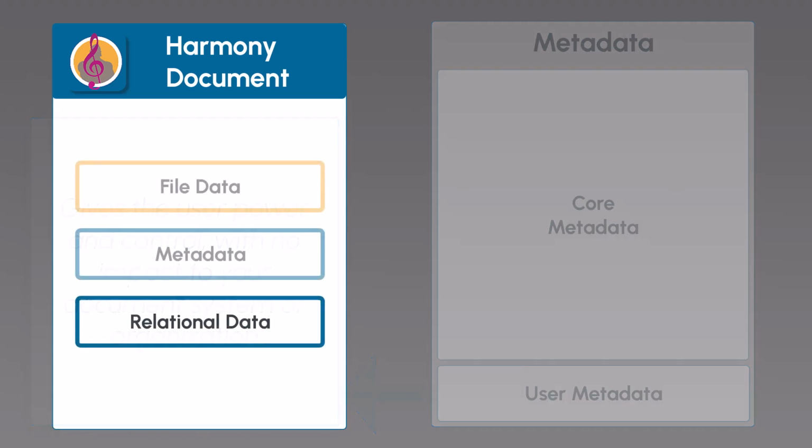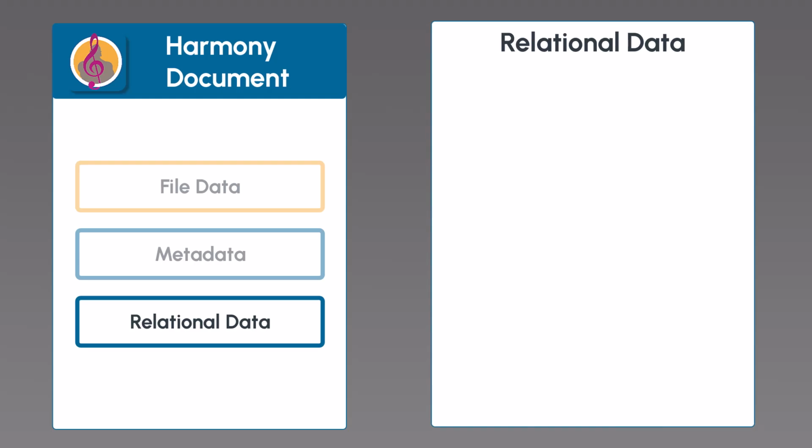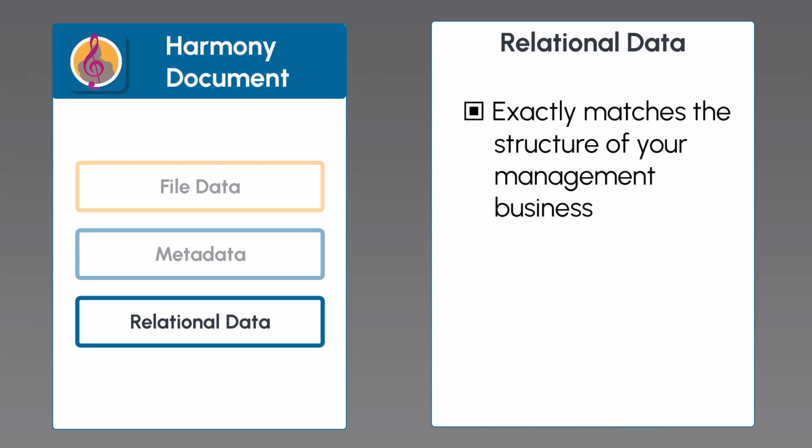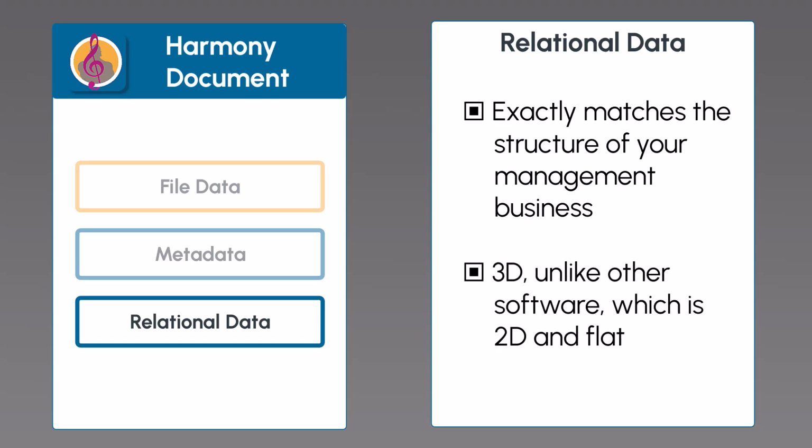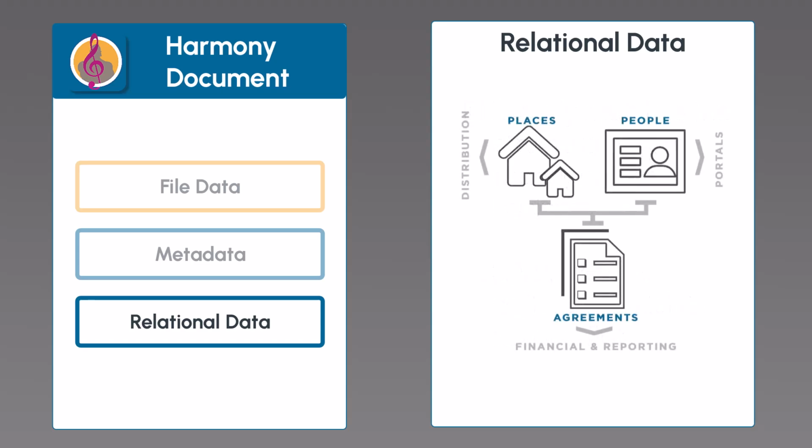Relationships are where Harmony's document management really shines, because it exactly matches the structure of a property management business. As you may have learned in other help resources, Harmony is built on a three-dimensional property management structure, like your real-life business, instead of the two-dimensional limited framework of all other property management software. In Harmony, every document is related to at least one person or place, which can be an owner, association, tenant, guest, association member, vendor, source, the management company, a unit, or a property.